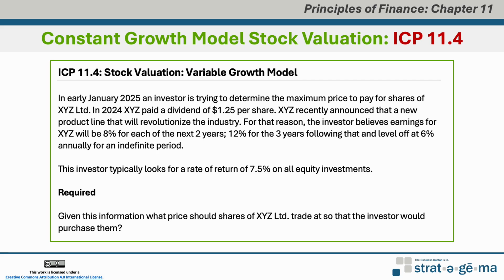This is similar to the 2-stage DDM model. I guess you could say it's actually a 3-stage because we have 8%, then 12%, and then it levels off at 6%. And in this case, the investor is looking for a return of 7.5% on all equity investments. So with that information, what price should the investor pay for those shares? So stop the video and see if you can figure it out. The hint: draw a timeline.